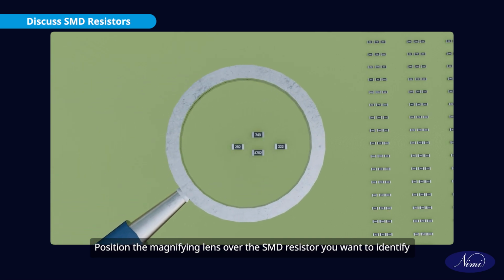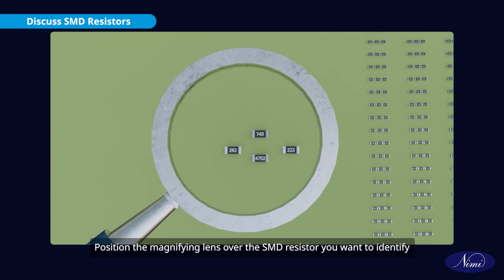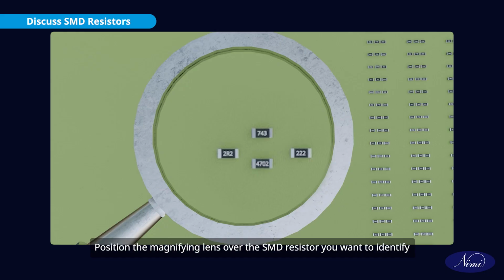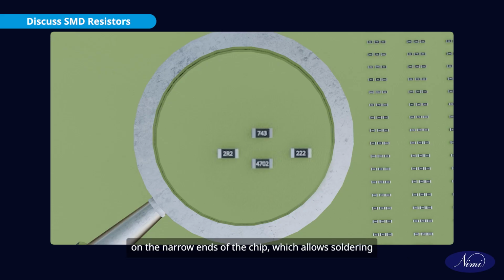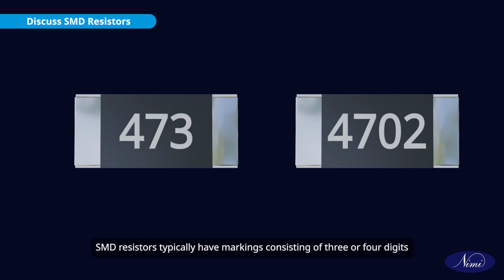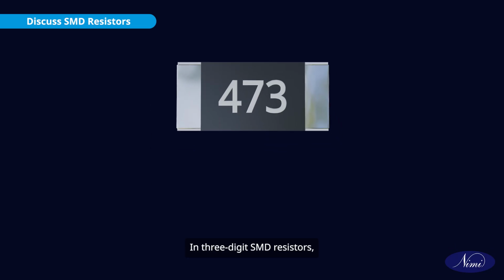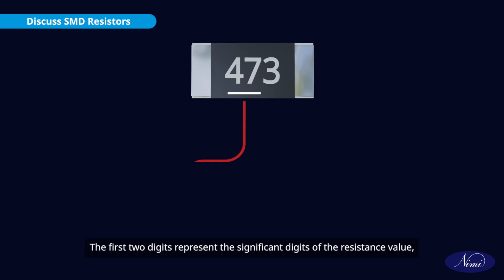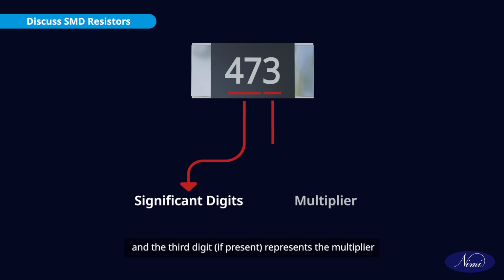Position the magnifying lens over the SMD resistor you want to identify. SMD resistors typically have a rectangular shape with metallic areas on the narrow ends of the chip which allows soldering. SMD resistors typically have markings consisting of 3 or 4 digits. In 3-digit SMD resistors, the first 2 digits represent the significant digits of the resistance value and the third digit, if present, represents the multiplier.